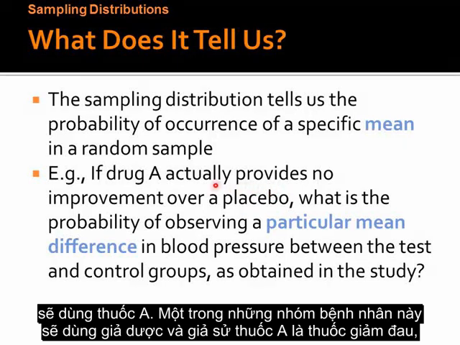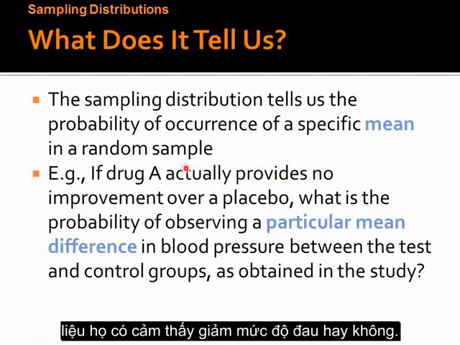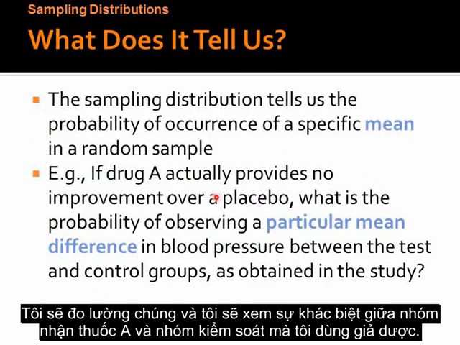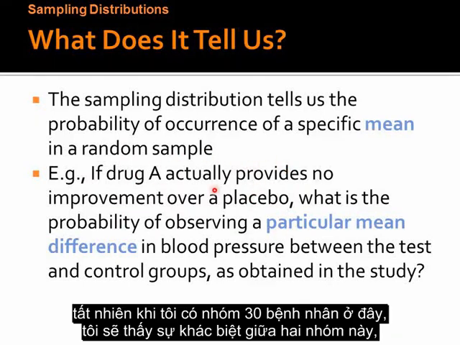And let's say drug A is a painkiller. So I'm going to see whether their report of the pain that they feel actually goes down, whether they feel a decrease in their pain level. So I'm going to measure them, and I'm going to see what's the difference between the group which took the drug and the control group which only took the placebo. Now when I actually measure this, let's say I have a group of 30 patients, I'm going to see a difference between these two groups.